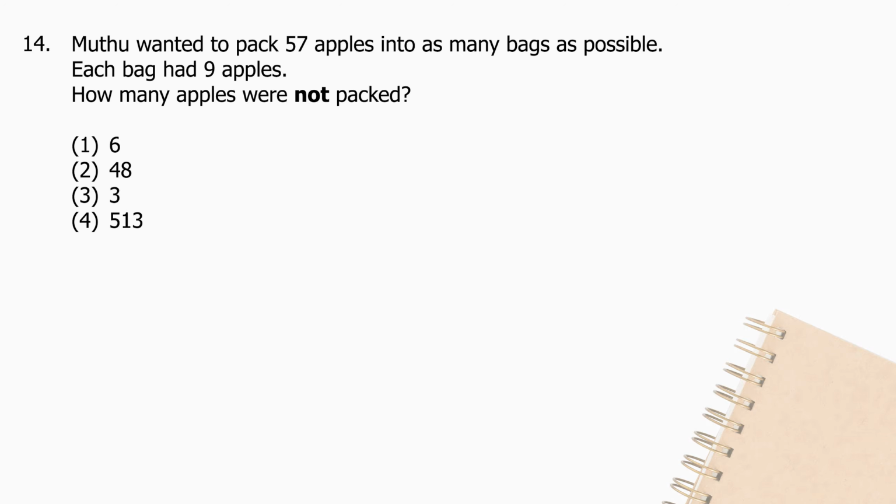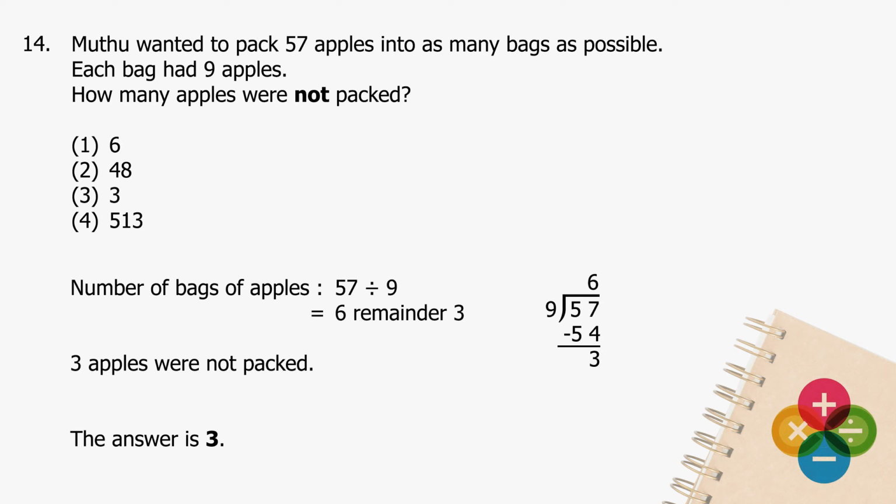Question 14. Muthu wanted to pack 57 apples into as many bags as possible. Each bag had 9 apples. How many apples were not packed? The number of bags of apples will be: divide 57 by 9, and the quotient is 6, remainder 3. 3 apples were not packed. The answer is 3.